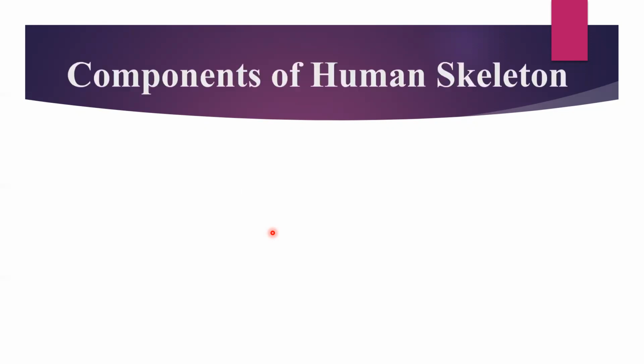Today we will discuss the topics: component of a human skeleton, joints and their types, tendons and ligaments. Now we are going to start the topic components of a human skeleton.